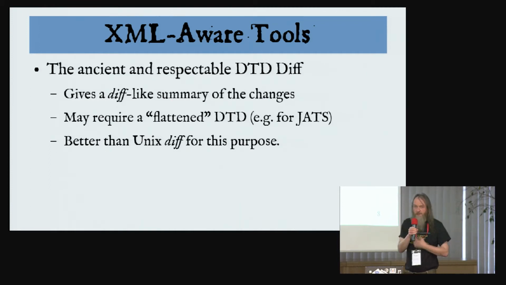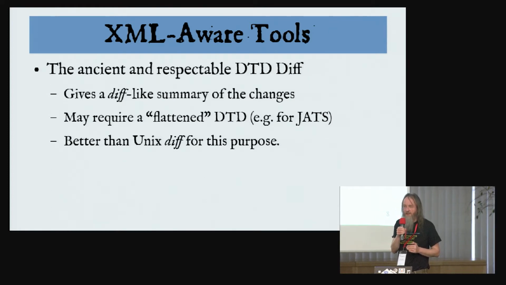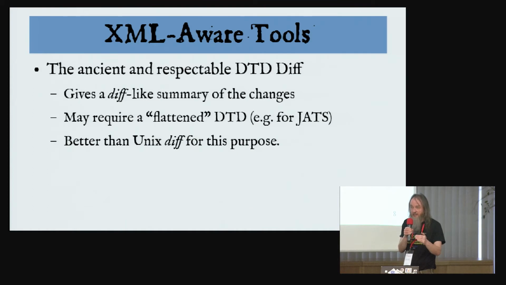DTDdiff, which was written by Earl Hood based on some code by Norm Walsh, exists. It doesn't actually work on the JATS DTD, but if you flatten the DTD, it does. But it's trying to give a text-based difference. It is better than Unix diff because it says for each element which attributes have been added or subtracted, which children rather have been removed or added. And you get a huge text-based report.